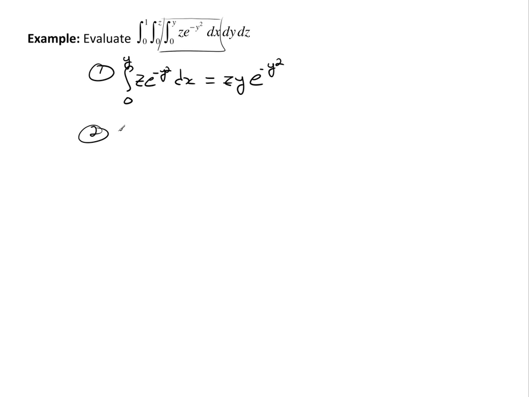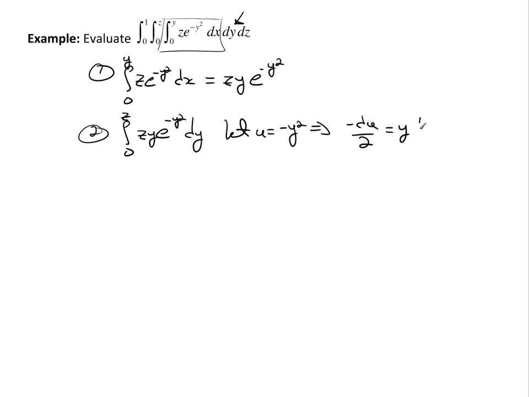So the next piece will be the integral from 0 to z of zy e to the negative y squared, this time with respect to y. So this is an obvious straight u substitution. So I'm going to let u equal negative y squared. That implies that negative du over 2 equals y dy, which is exactly what I have sitting here.